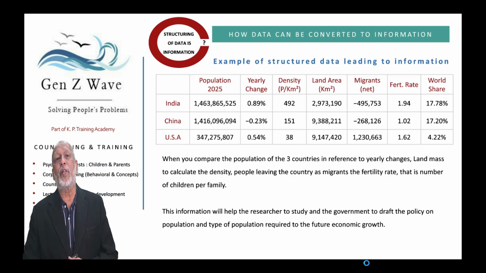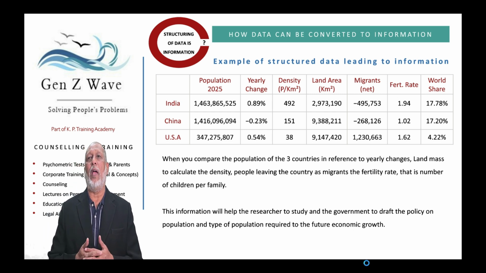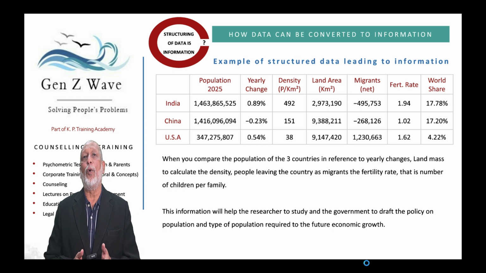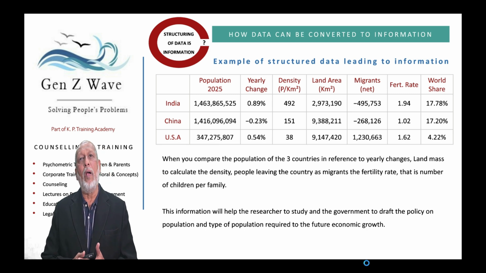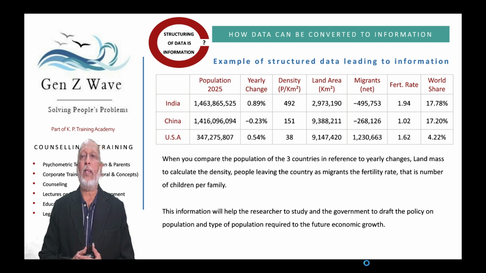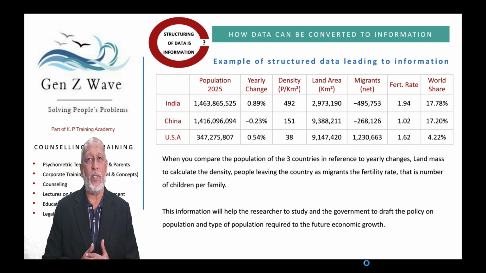There's another example, of structured data. Structured data here is about 3 countries: India, China, and USA. It speaks about the total population, the population growth on a yearly basis, the density of the population, that is people living per square kilometer, land area, people migrating to or from the country, fertility rate, and share in world population. All this data has a relationship with one another, and it becomes easy for the person to analyze, draw a conclusion, and even write a policy.